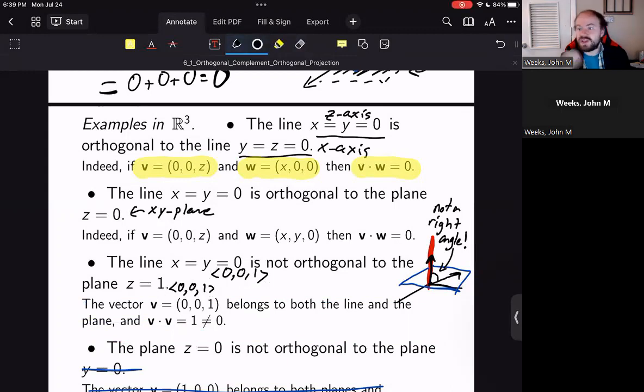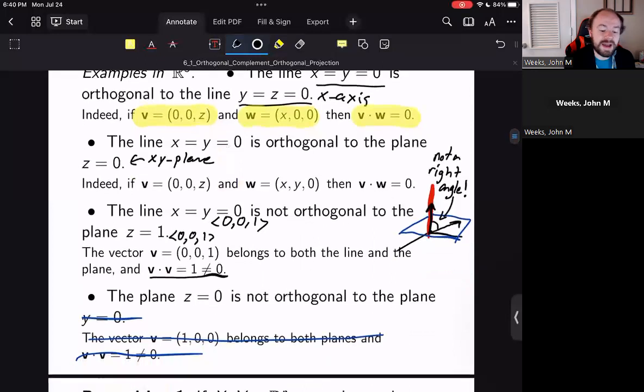we see that this vector is not 0, and we know the dot product of any vector with itself is going to be strictly greater than 0 as long as the vector itself is non-zero. We can even check that using our dot product formula, and we see that the dot product is 1, which is not 0. So this is an example of two sets that are not orthogonal to each other, as well as the plane z equals 0 and the plane y equals 0. These two planes are not orthogonal to each other.